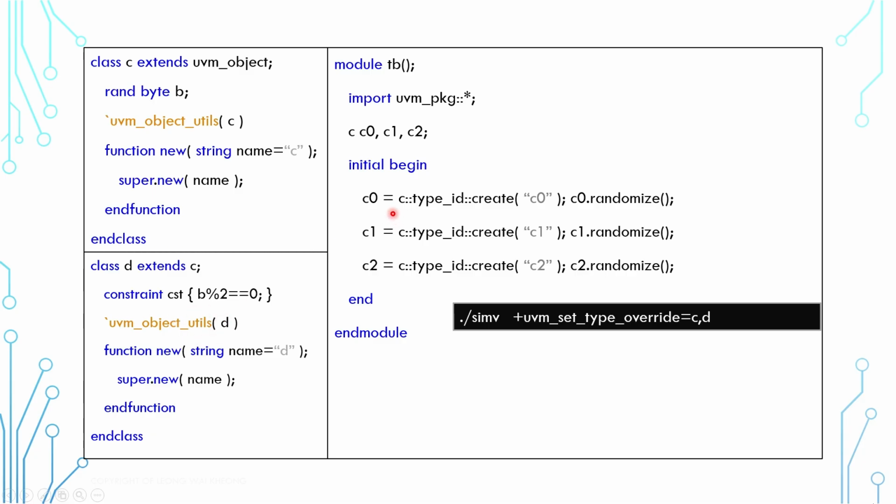Well, except that this code doesn't work. There is no compilation error, the simulation will run, but the type override will not happen. These instances will still be instantiated as a class C object. Do you know why?